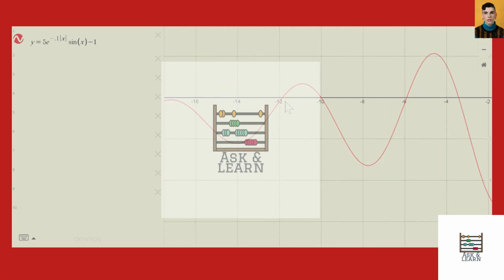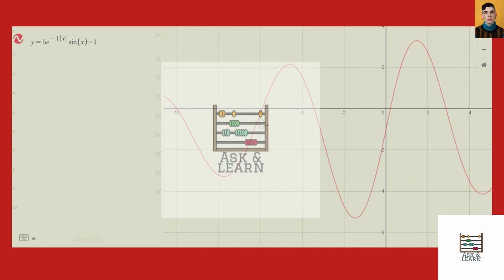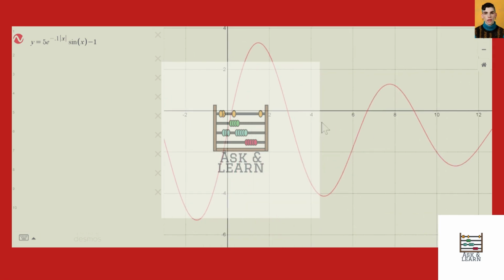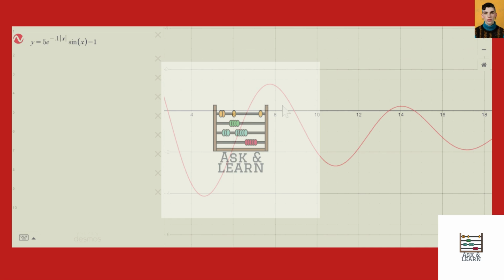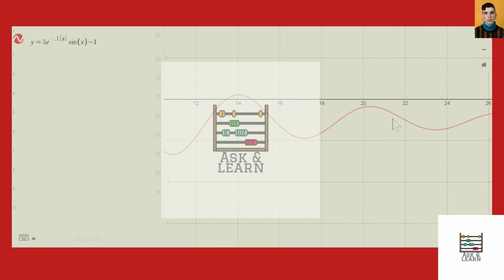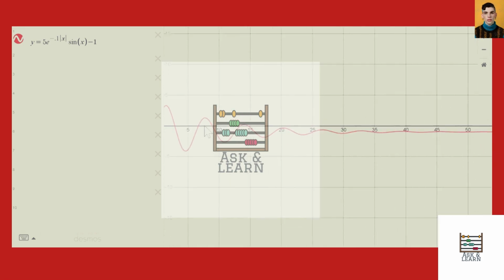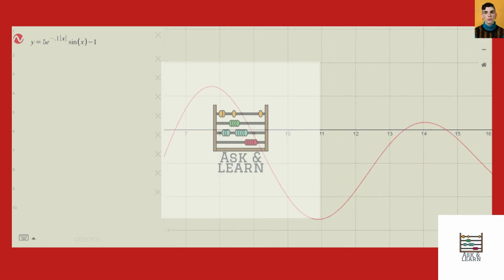So let's count 1, 2, 3, 4, 5, 6, 7, 8, 9, 10, and 10 it is. So you can see that all of these 10 points are x-intercepts, and it goes from positive to negative here, negative to positive there, so it's a sign change.